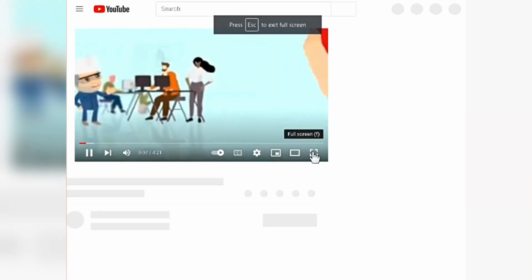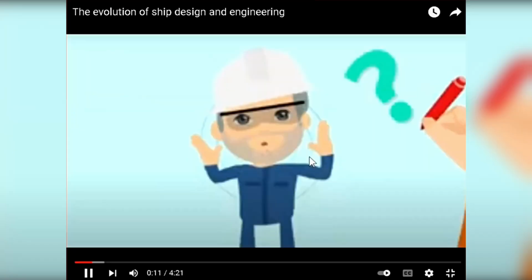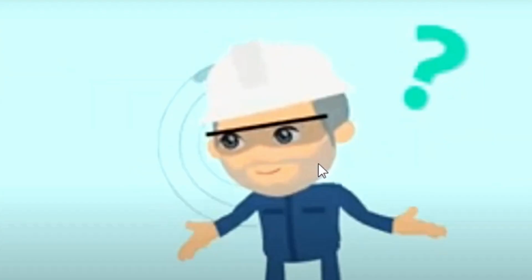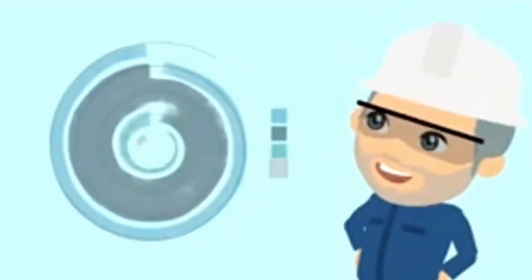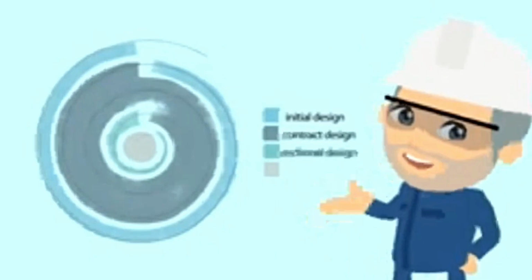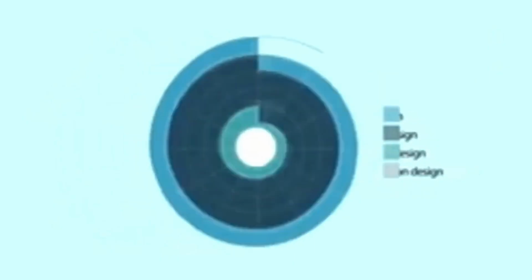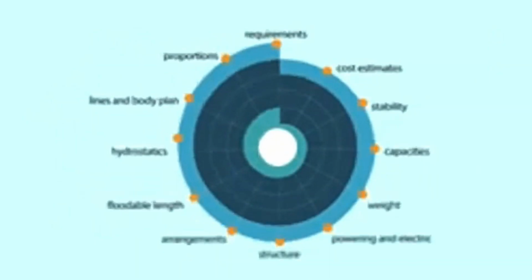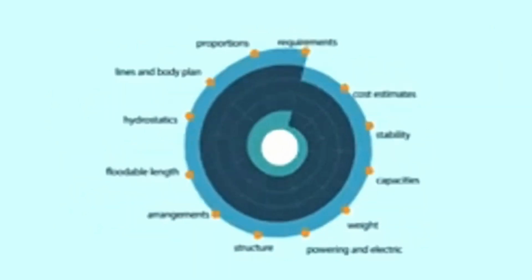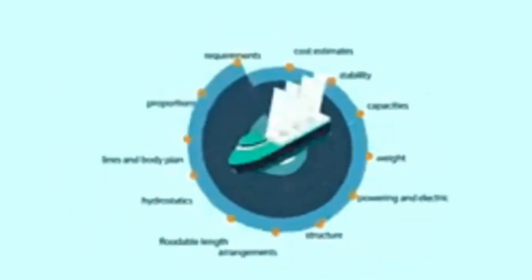Ask any naval architect to explain how ships are designed, and they will most likely draw a spiral. The design spiral has been at the core of ship design for over 6 decades. So, how does it work? The design of the ship starts with a set of mission requirements and progresses through 4 phases: initial, contract, functional, and detail and production. Each phase runs through the same sequence of tasks. With each cycle of the spiral, the design is refined, the degree of complexity increases, and the number of design possibilities is reduced until the final design is achieved at the center of the spiral.